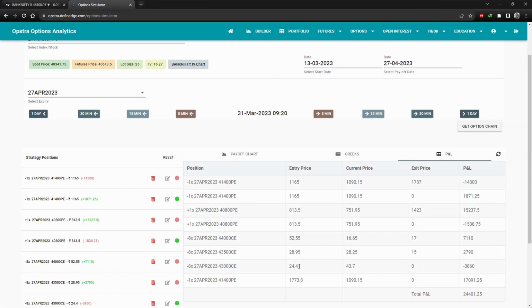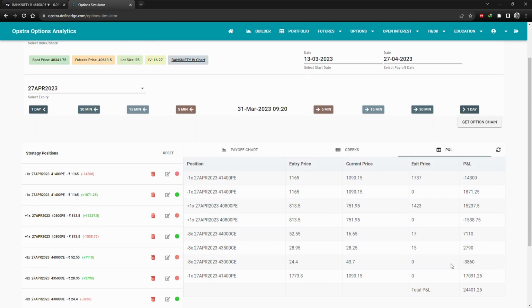As we can see, the premiums almost got double. We sold at 24 rupees only, and currently the prices are around 44 rupees, making a loss of 3,860 rupees. I'm still going to wait and see how the market reacts. If it goes more than double, then I'm squaring off this position. So let's move on to a 30 minutes time duration and see how the market responds.